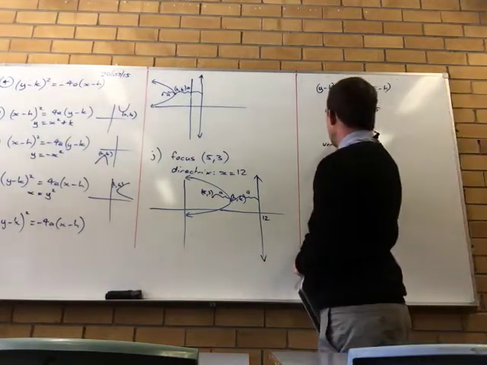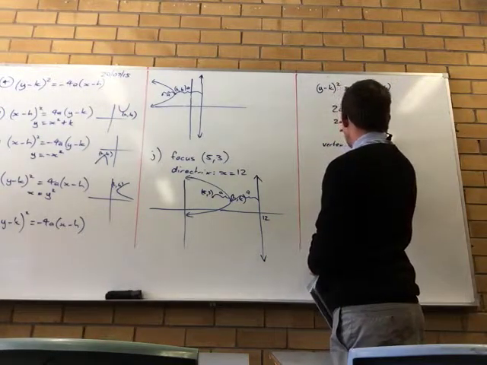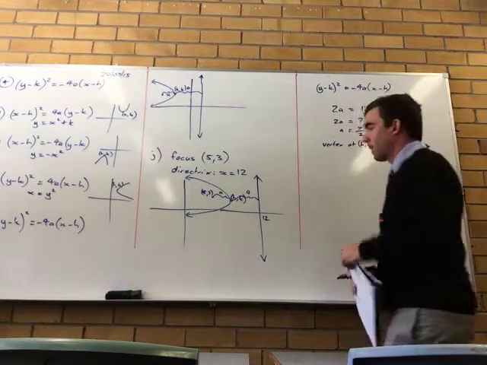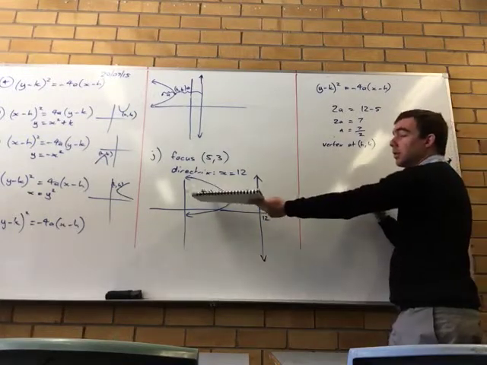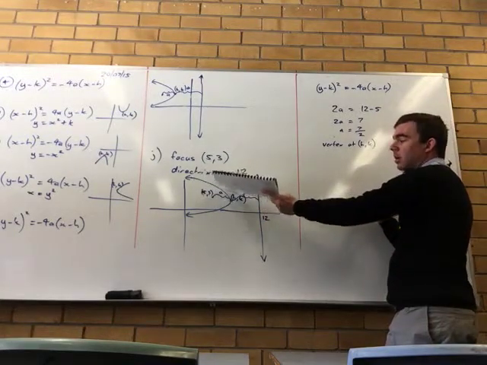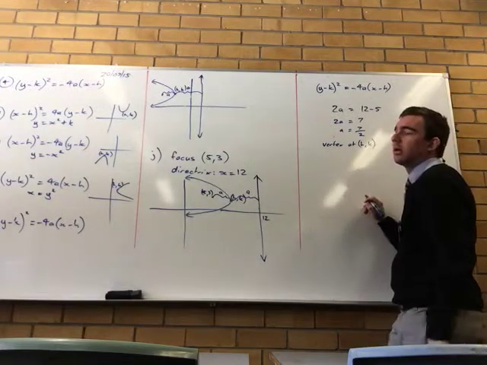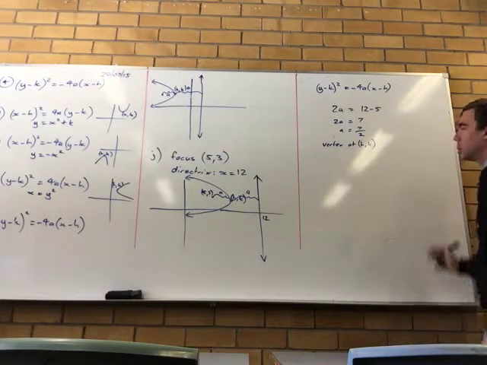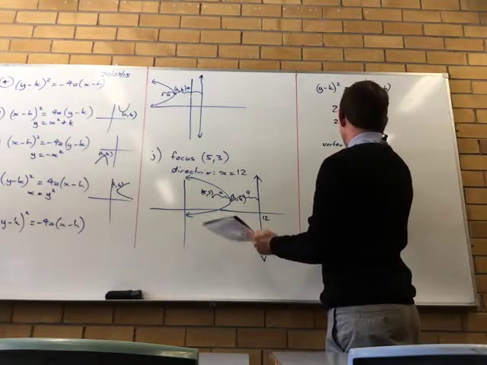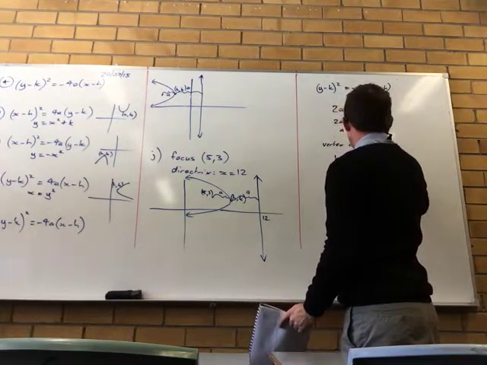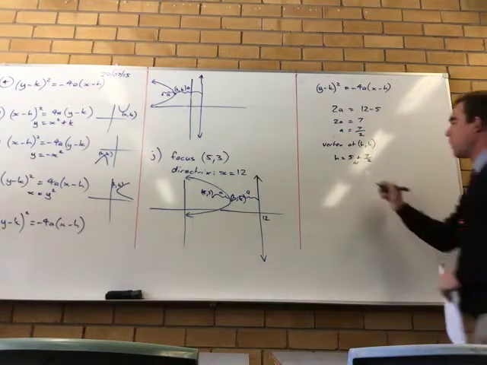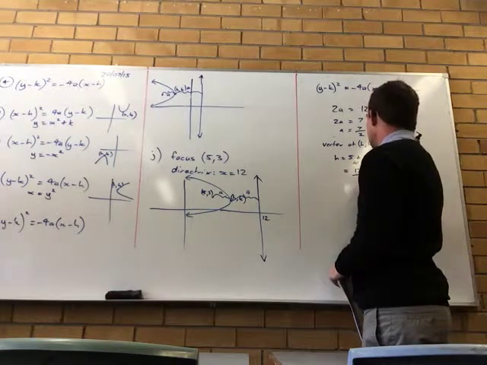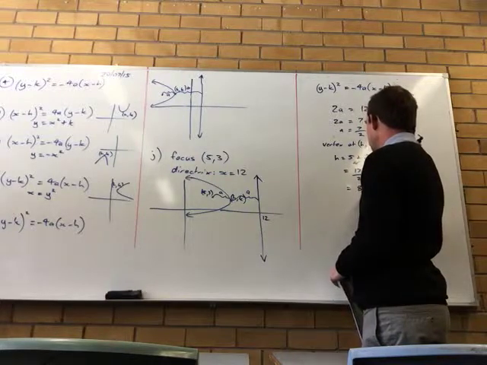Okay, so the vertex at (h, k). So the focus is to the left of the vertex, so we need to add the focal length to the x value. Alright, the h is going to be 5 plus 7 on 2, 17 on 2, so 8.5.